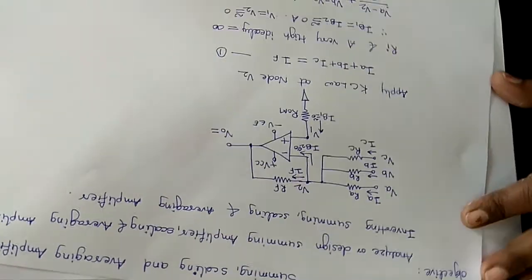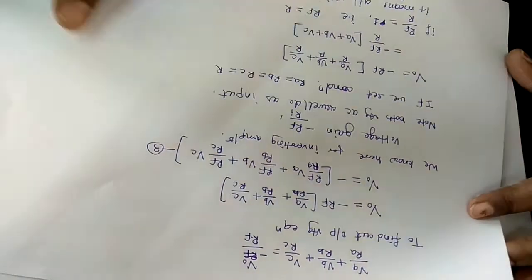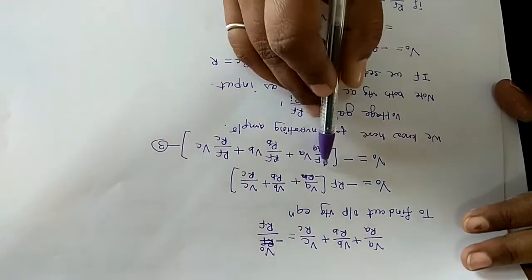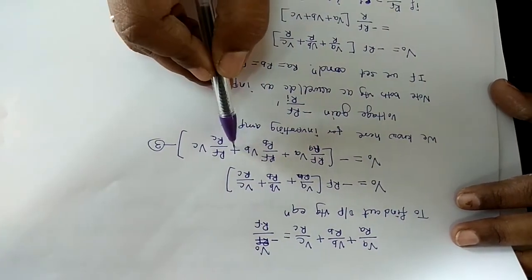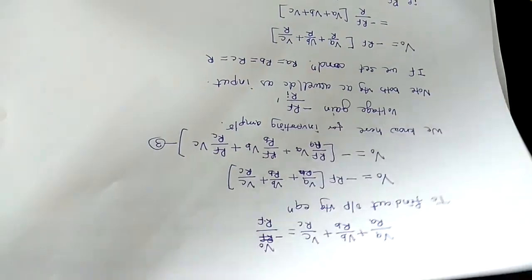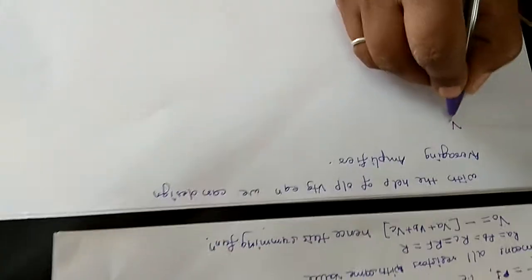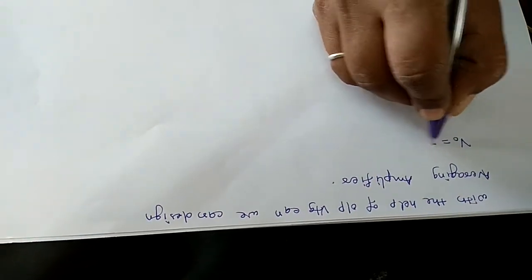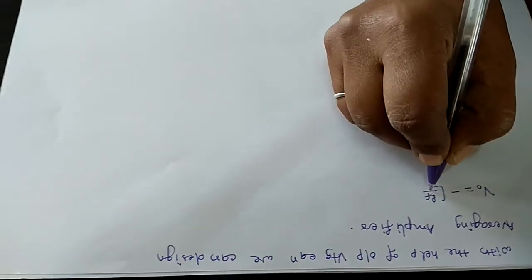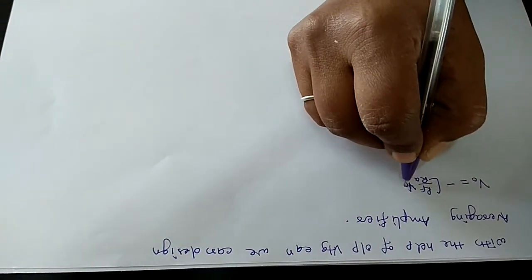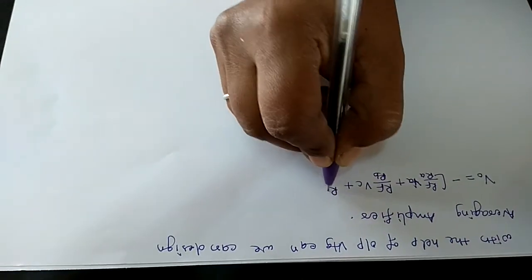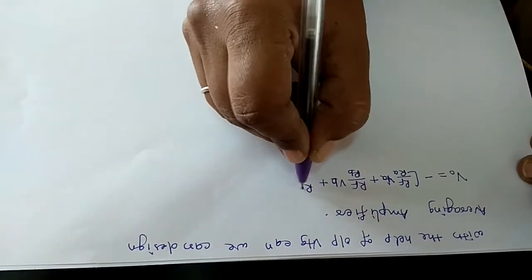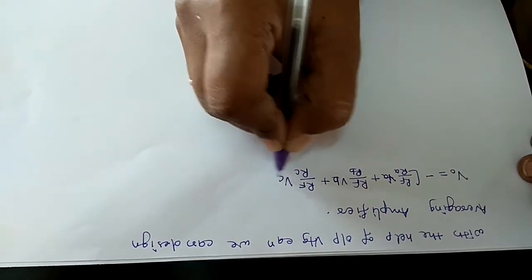From equation number 3, V0 is equal to minus RF by RA into VA plus RF by RB into VB plus RF by RC into VC. We have to convert this equation into the averaging equation.